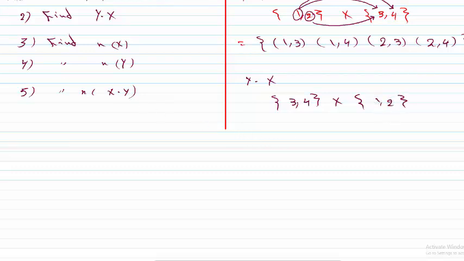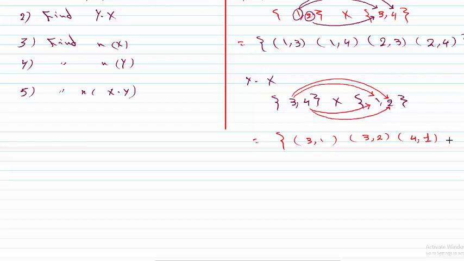Let's write the answer. The answer is, we will use the same method. We will start by the first element, 3 and 1, 3 and 2, then 4 and 1, the last ordered pair, 4 and 2.